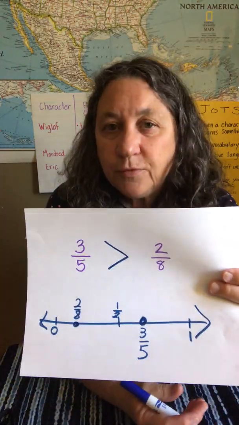So those are 3 strategies that I taught you. The first one is if the numerators are the same, then take a look at the size of the pieces. And the second one is if the denominator's the same, then the pieces are all the same size. How many do you have? And if they are not the same number, then you need to take a look at how they compare to 0, a half, and 1.